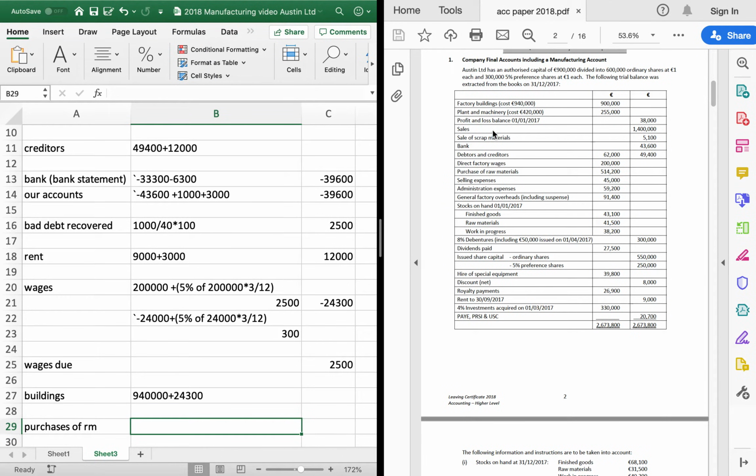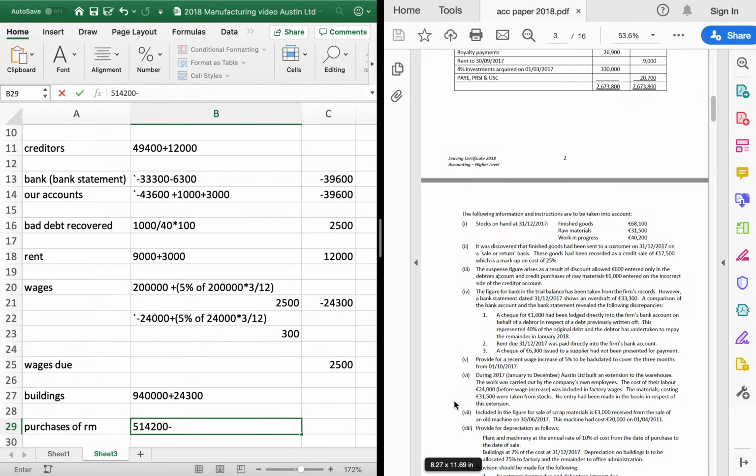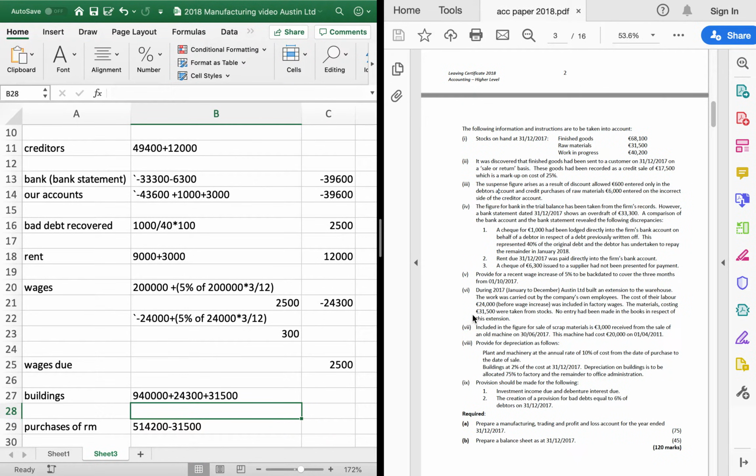You have 514,200, and you can't include raw materials that you're not using to make actually anything in your factory. You're using it to build a factory, so it can't be included in purchase of raw materials. So you take out 31,500, and that gets added into buildings as well. Okay, so that's that working done. So you've moved them from raw materials and wages into buildings. Again, you would have seen that that's in loads of questions, but generally not that often in manufacturing accounts.